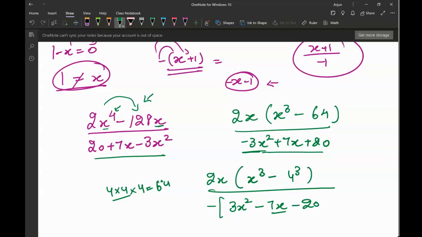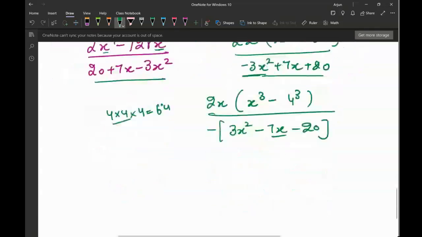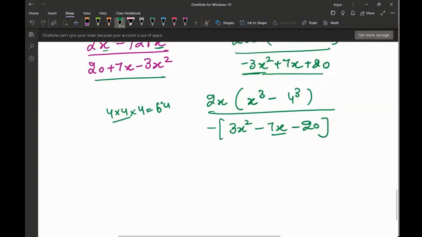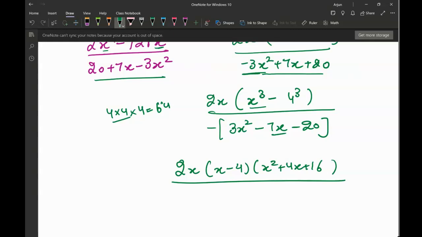So let's change the signs inside the bracket: negative 7x, negative 20. And now the next step, I will write the formula for x cubed minus y cubed. So this will be 2x common, x minus 4, and this will be x squared plus 4x plus 16, and then divided by minus 1 outside. Minus means you can write a 1 also here.